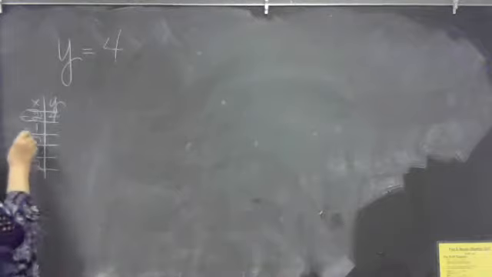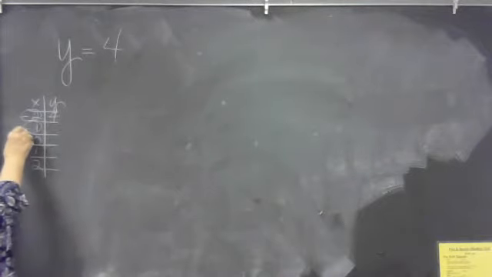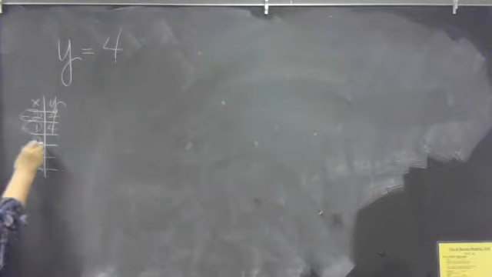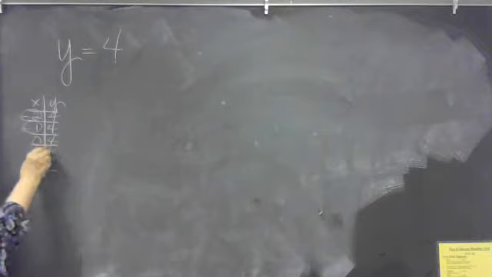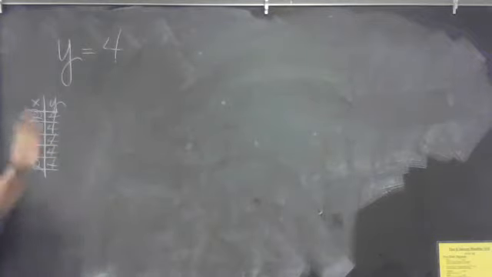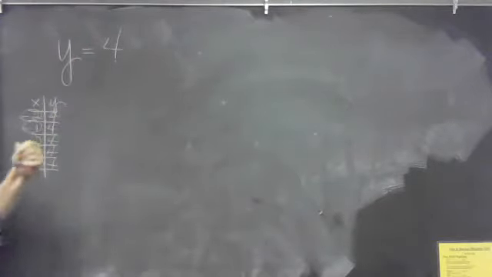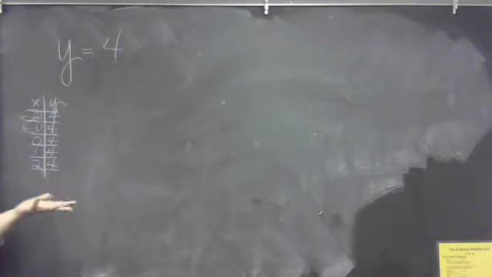Which happens again. If x is -1, then what is y equal to? 4. What about if x is 0? What about if x is 1? Because there are no x's here. So if it says y is 4, y is 4, right? Well, let's just do the plotting and see what happens.